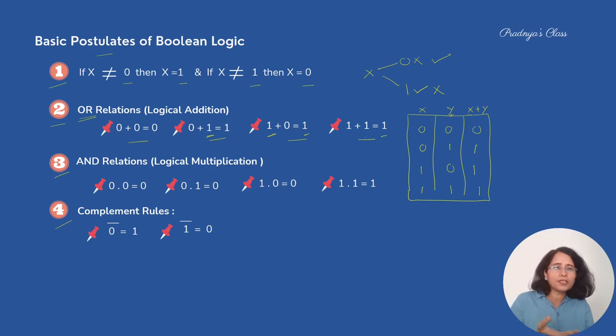So these are the combinations. The next is the AND relation. It is also known as logical multiplication. This we also studied when we were working out the truth table for the AND gate. You know, if all the inputs are 1, then only the output will be 1, otherwise 0. The next postulate is the complement rule. You know, complement means what? It reverses the value or negates the value. And we are working on only two values, either 1 or 0. So the complement of 0 will be 1 and the complement of 1 will be 0. So these are the four postulates of Boolean logic.